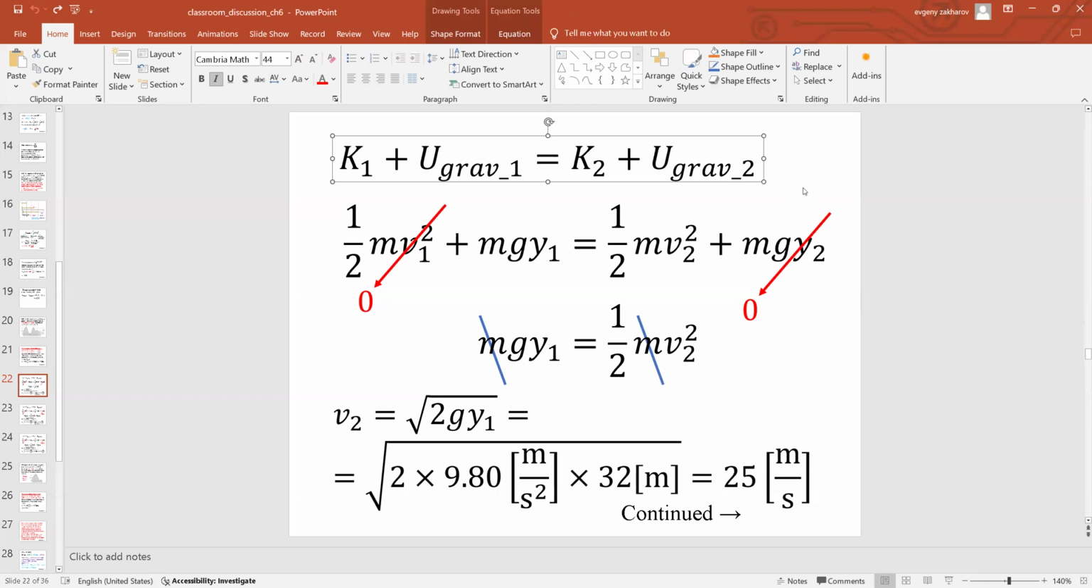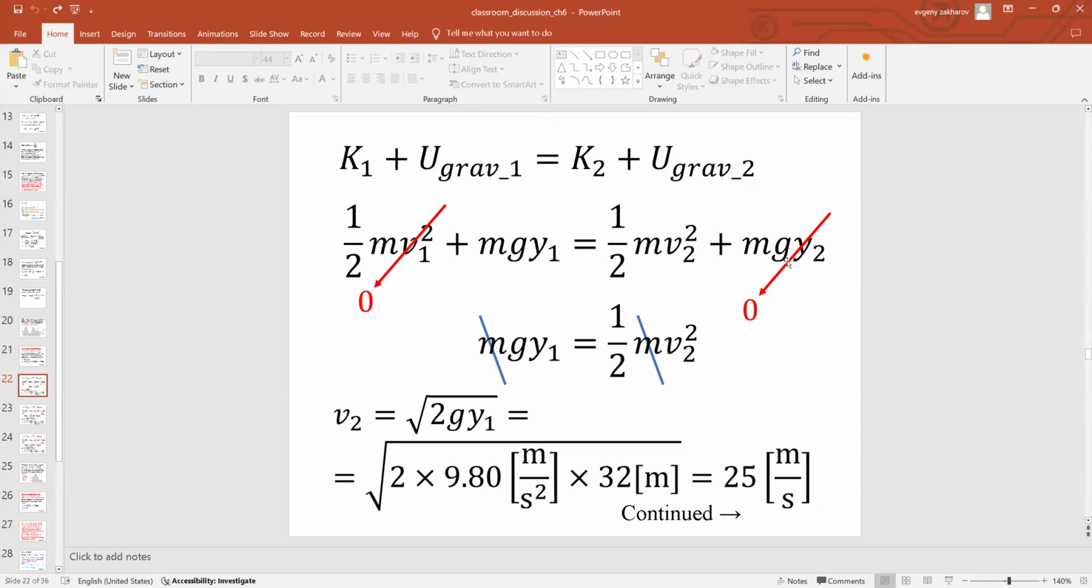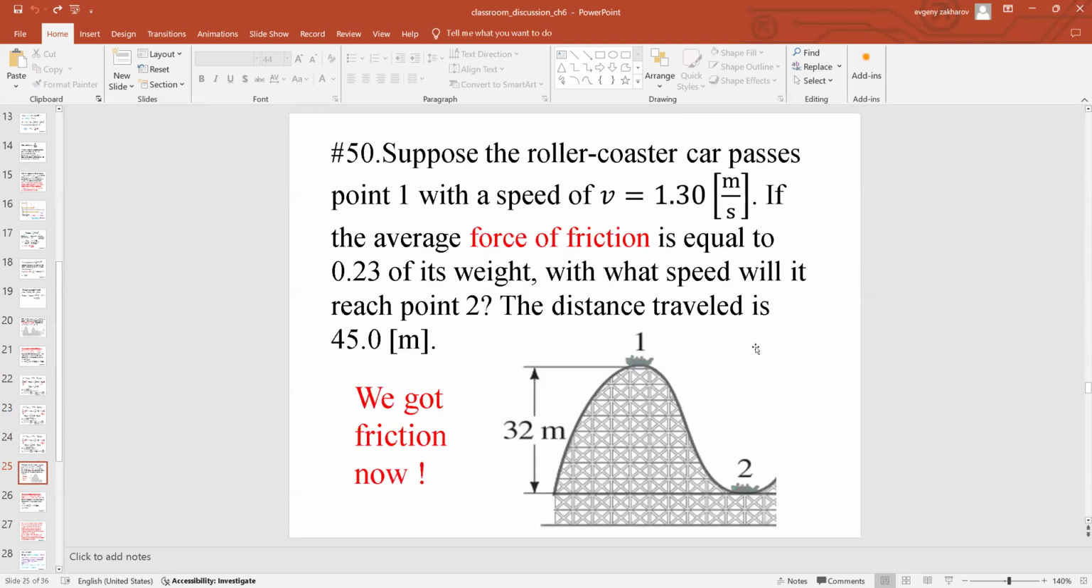See how there's no dynamics, no vectors, just pure analysis of kinetic versus potential energy, which is a benefit from conservation of mechanical energy because no friction is present. Same problem, but now we got friction. Force of friction equals 0.23 of its weight. That's what's given. So what would be the speed at point 2? And the distance traveled is also given.